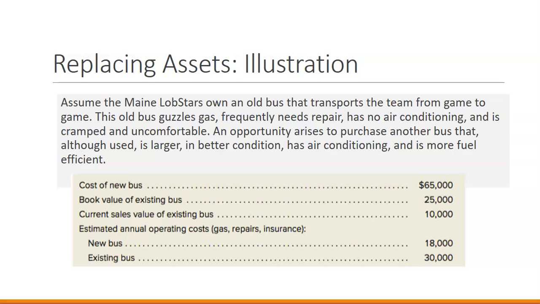Our bus is old, it's expensive to repair, there's no air conditioning, has all kinds of problems. So we can buy another bus that's larger, has air conditioning, and is more fuel efficient. The new bus is $65,000. The book value of our existing bus is $25,000, but we can only sell it for $10,000. So we're going to take a loss on its sale. We have estimated annual operating costs of $18,000 for the new bus and $30,000 for the old bus.